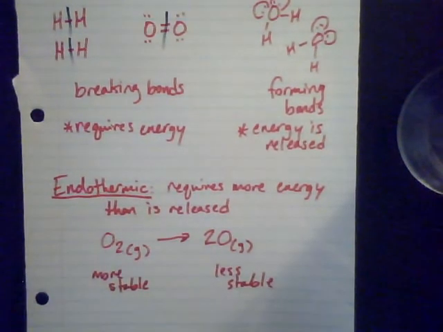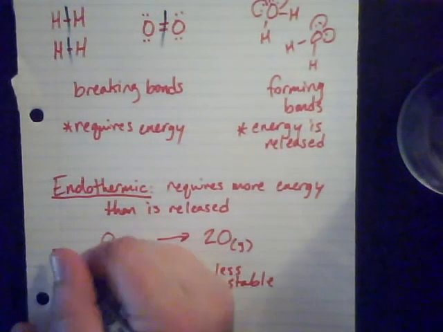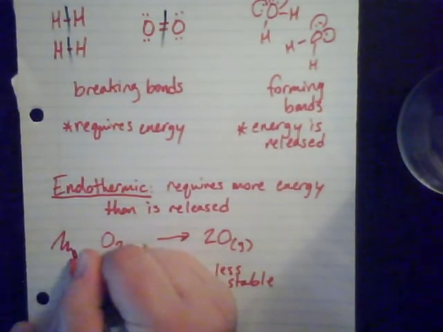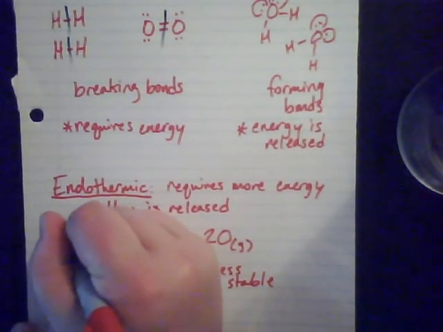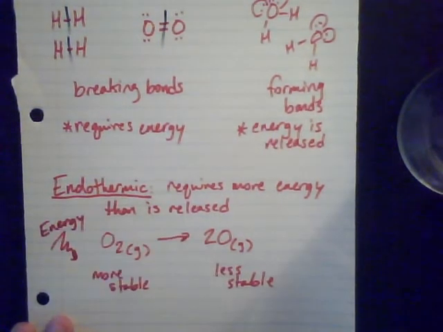Okay, so that difference in stability means that one side of this energetically is going to be favorable. It's more happy when it's a stronger, more stable bond. So that means that it's going to require more energy to break apart this more stable side than I get out when I have two oxygen atoms just hanging out. And so energy has to be added to the system in order to make this occur.